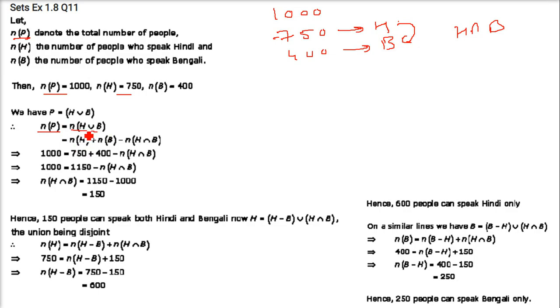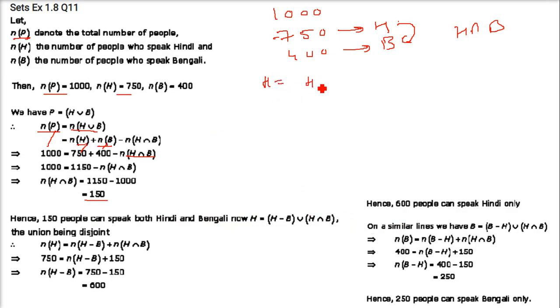So N(P) will be N(H union B), and N(H union B) is nothing but N(H) plus N(B) minus N(H intersection B). This we already know. So N(P) is 1000, N(H) is 750 and N(B) is 400. N(H intersection B), the people who speak both Hindi and Bengali, is going to be 150. So 150 people can speak both Hindi and Bengali.